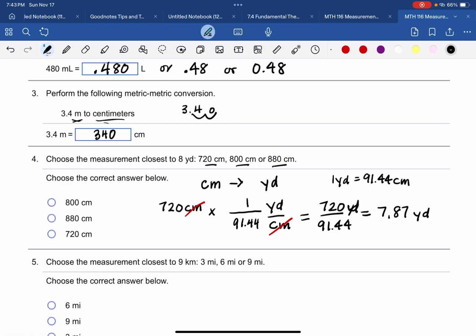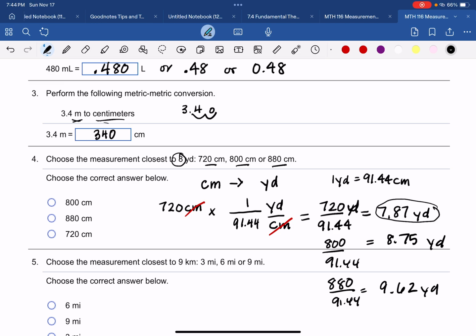Now you can see for these others, we do 800 divided by 91.44 and 880 divided by 91.44. So we can kind of take a shortcut on those two. So 800 divided by 91.44 is 8.75 yards. And 880 divided by 91.44 is 9.62 yards. So the closest to 8 is going to be 7.87. So 720 centimeters is the closest to 8 yards.